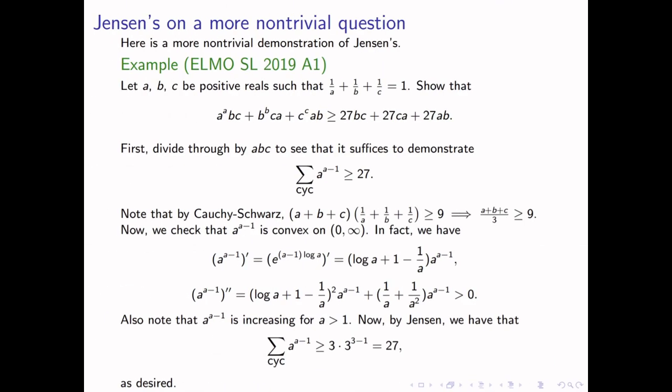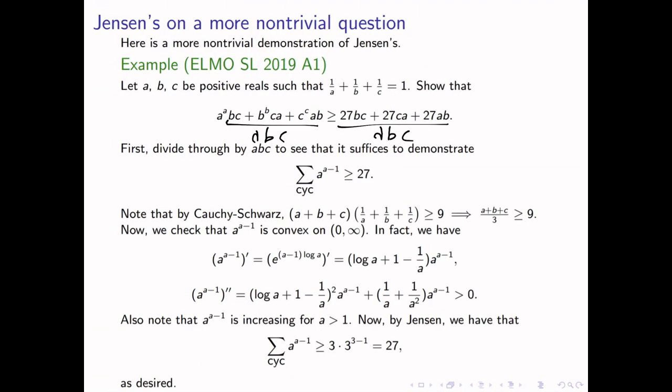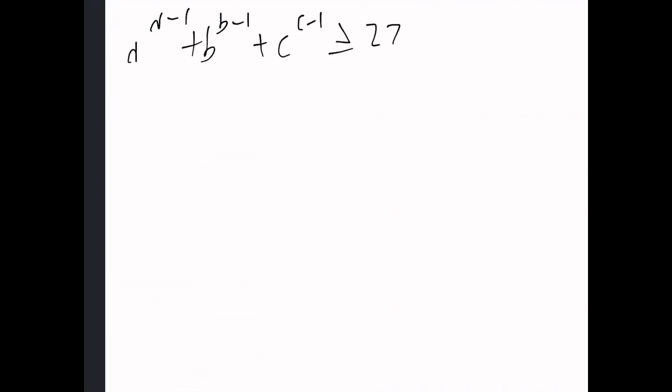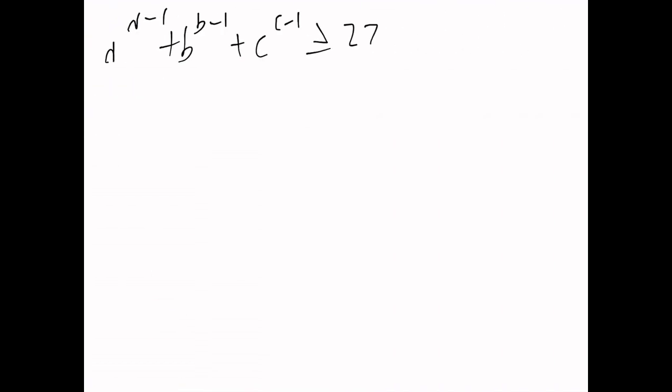Right, so this is kind of a tricky one. Early on, we see that if we divide both sides by abc, this actually makes it very pretty, because then we have a to the a minus 1 plus b to the b minus 1 plus c to the c minus 1 is greater than or equal to just 27, because after we divide everything by abc, we get 27 over a plus 27 over b plus 27 over c, and so we can use the equality case over here. So cool, we just have to prove this now.